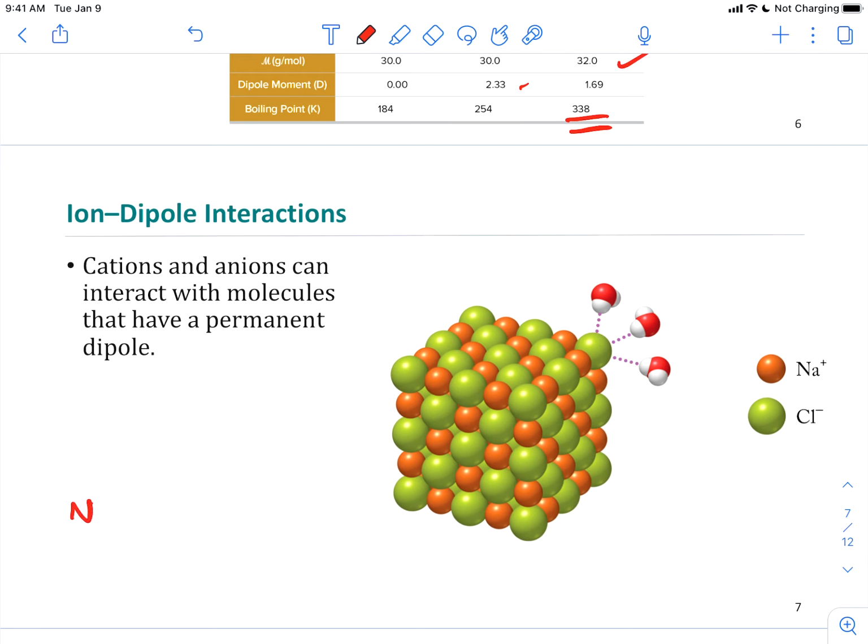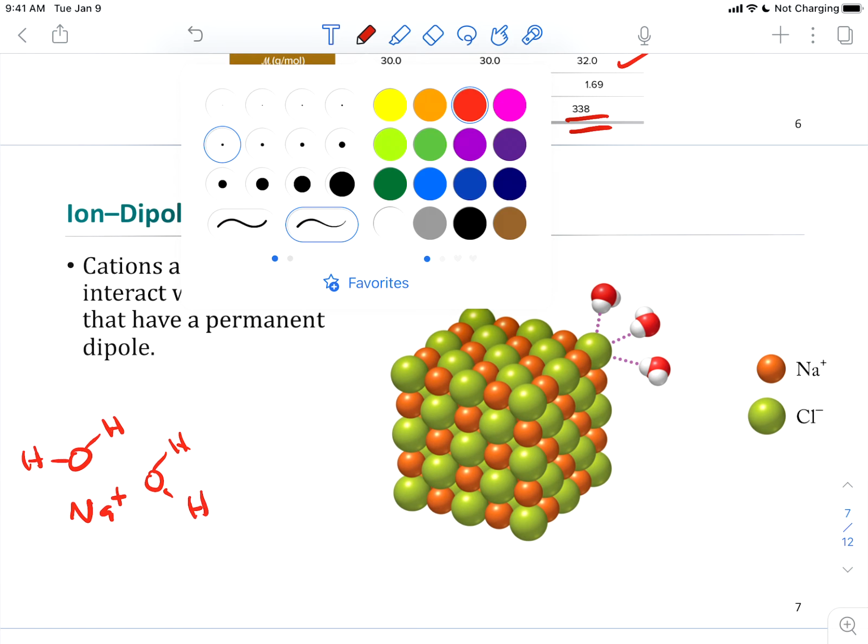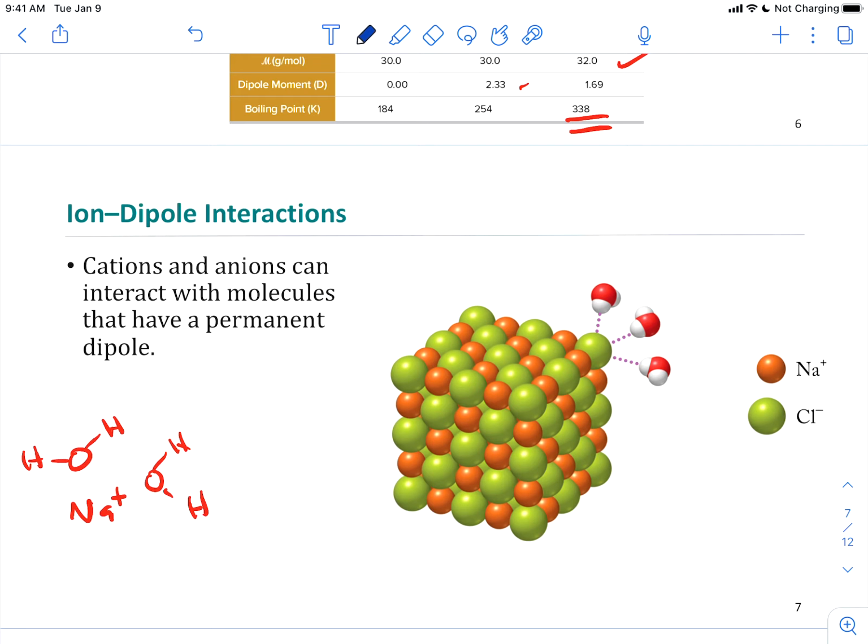So what you'll notice is, if you were to look at it, each of the sodiums will be surrounded by waters. It's actually surrounded by 6 waters, but I'm not going to draw all of them. But you'll notice the oxygens are going to orient themselves towards the sodium, because the sodium's positively charged and the oxygens are negatively charged. The chloride will be the opposite. The hydrogens will be oriented towards the chloride ion. Once again, that'll be surrounded by 6 waters.